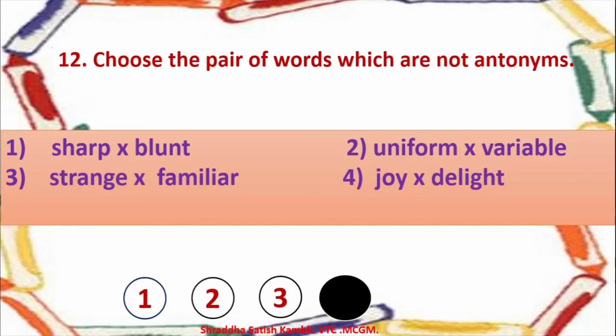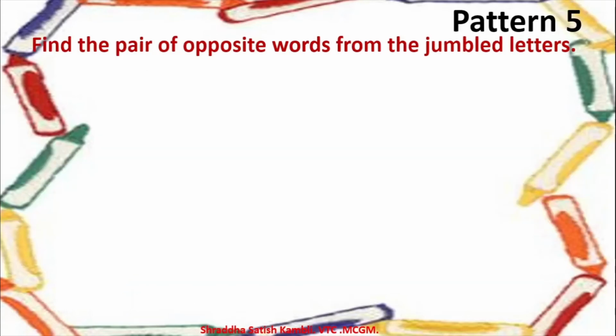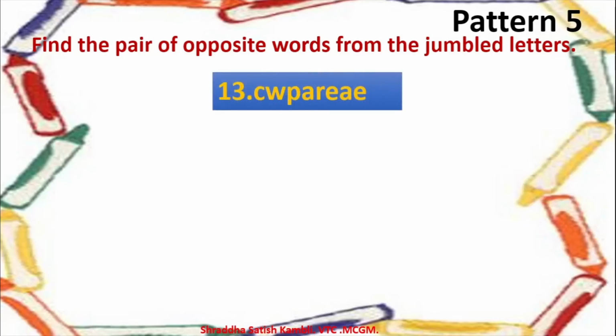Coming to the next pattern, pattern 5. Find the pair of opposite words from the jumbled letters. Now see, a jumbled letter will be given to you. CWPAREAE doesn't make any sense, does it? But when you put it in order, when I show you the pairs which I have made with this, then you might be able to find some sense in it.